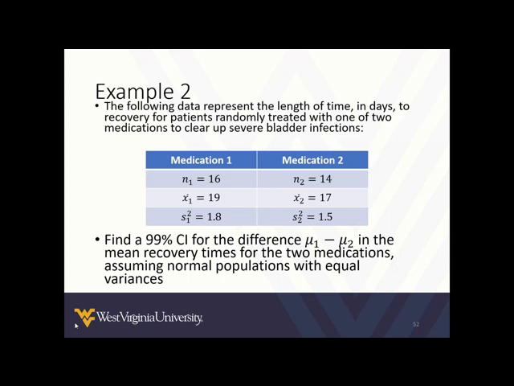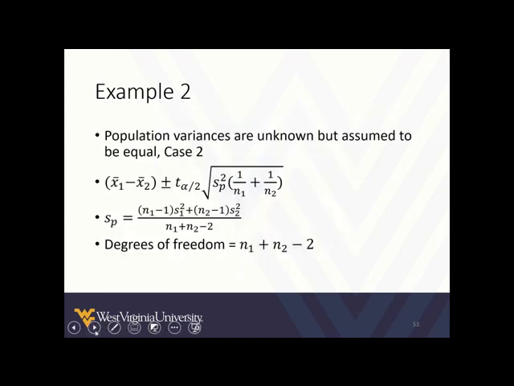Assume normal populations with equal variances. So we were not given the population variance, but we were told to assume they were equal. So this means we are going to be using case 2, and therefore the formula of our sample means subtracted from each other plus or minus t alpha over 2 multiplied by our pooled variance multiplied by the quantity of 1 over n1 plus 1 over n2. And we've already established many times what our pooled variance statistic is and our degrees of freedom. So let's get calculating.